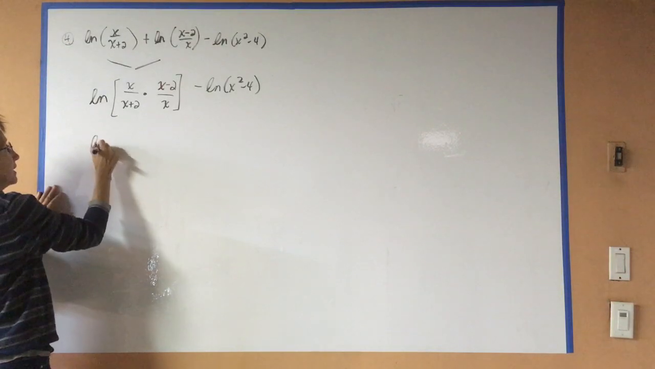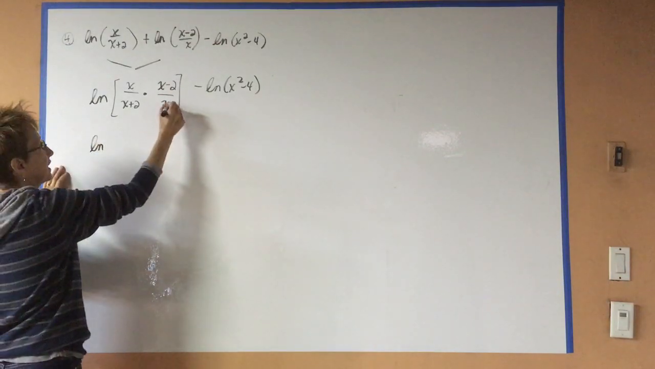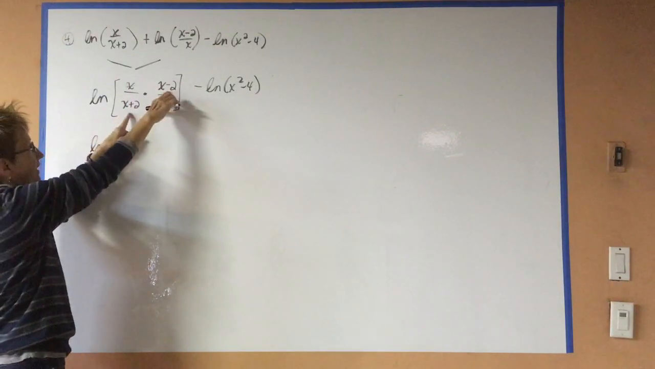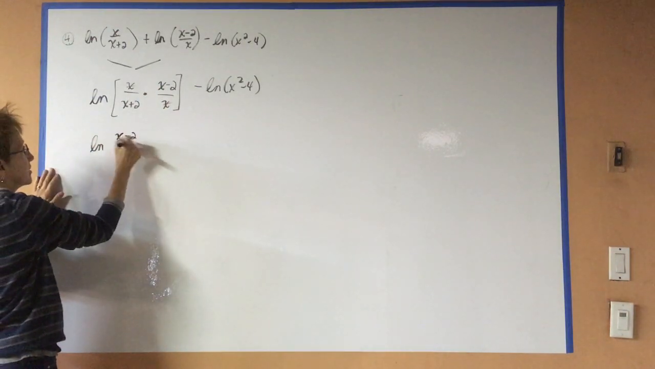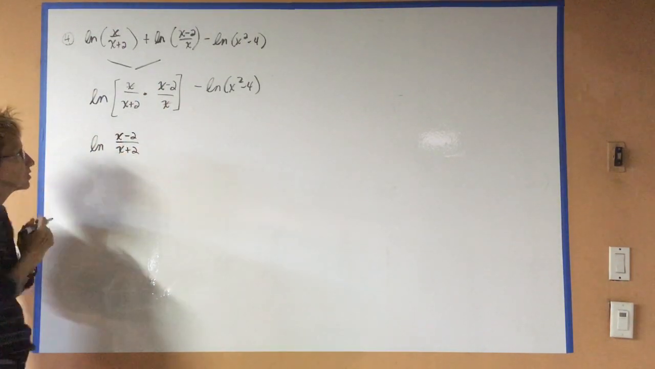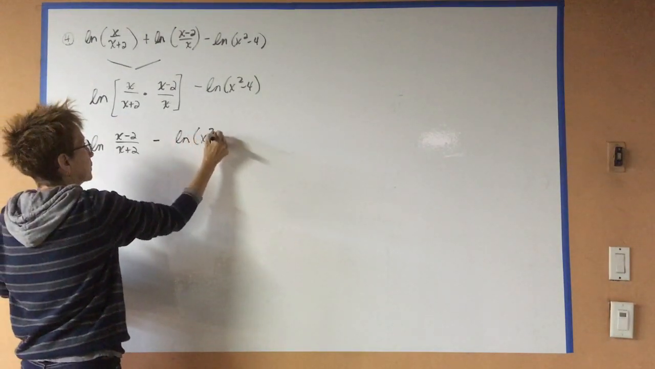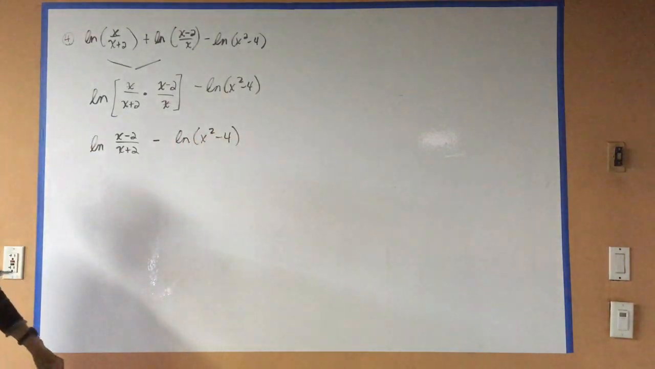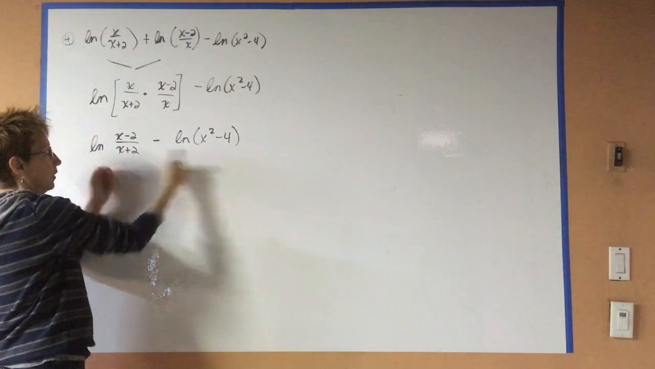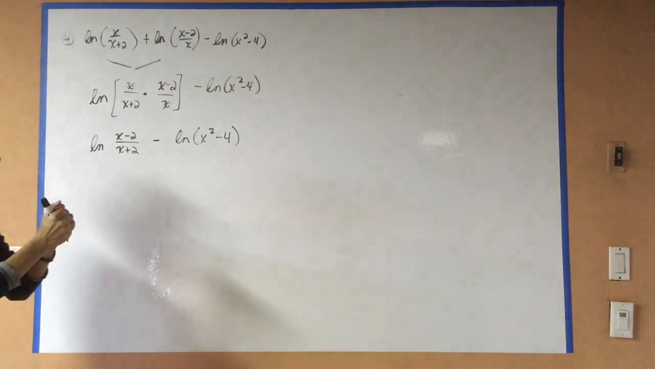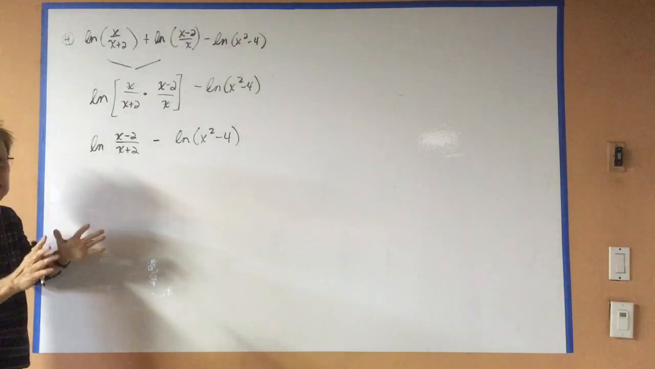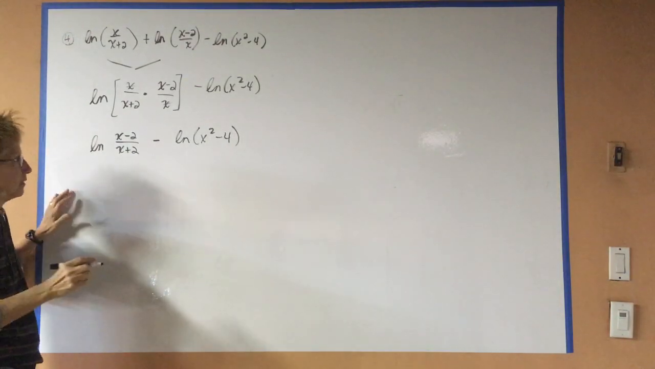So this gives me ln of, these x's cancel. I can't factor, so this is x minus 2 over x plus 2. So there's the first log. And then minus ln of x squared minus 4. So now I have to take these two and condense them into a single log. So take one step at a time, don't try and do too much at once.